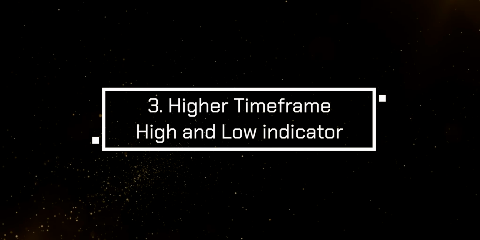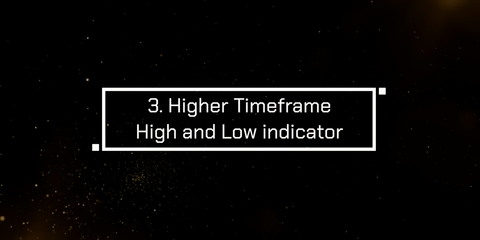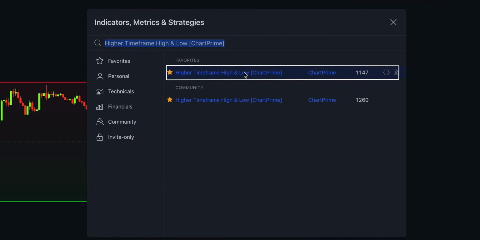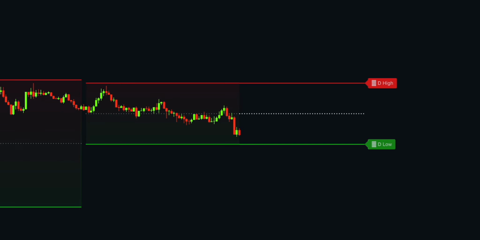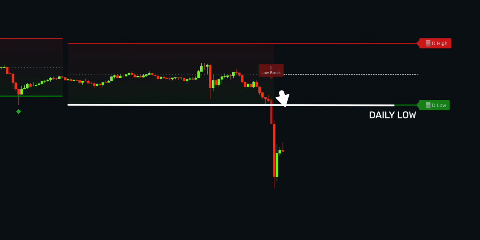Introducing Higher Time Frame, High and Low Indicator by Chart Prime. This magic indicator plots key levels from a higher time frame onto the current chart, aiding you in identifying significant support and resistance zones. The indicator also detects and labels breakout points and can display trend directions based on these higher time frame levels breakout points.